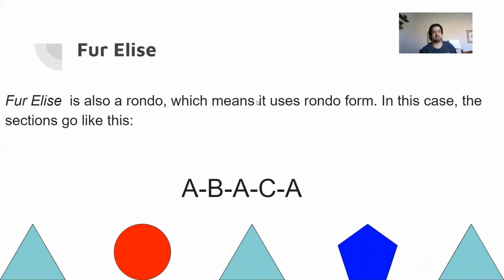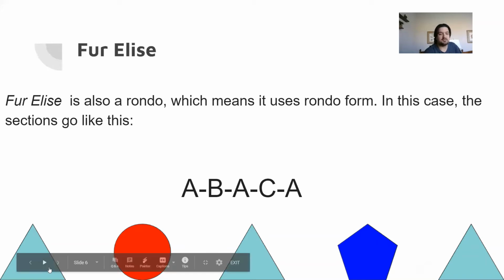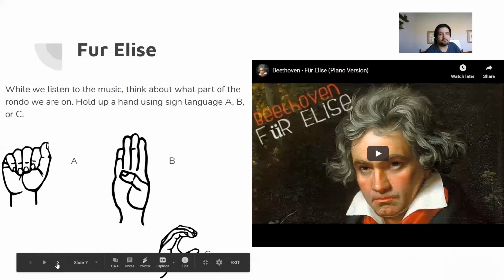In this case, the sections go like this: A, B, A, C, and A. A is always going to be the one we start on. Then when the song changes, it goes to B, then we go back to A, then we go to C, and then we go to A. So we're actually going to listen to all of For Elise. And I want you to try and figure out where you think some of these sections are.